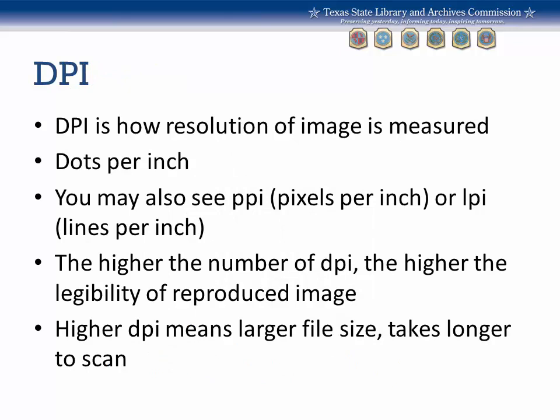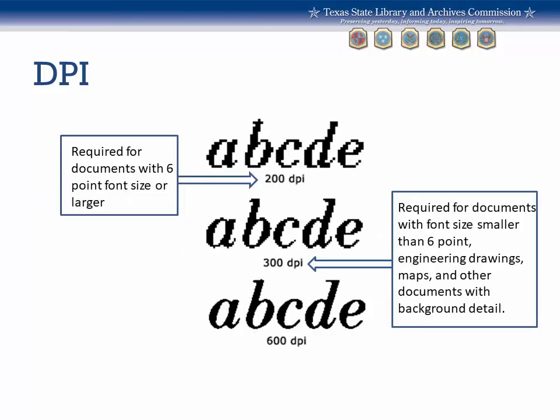Another important consideration is DPI, and that's the technical measurement for the resolution of an image. It stands for dots per inch, but sometimes you might see PPI for pixels per inch or LPI for lines per inch. Basically, the higher the number, the higher the legibility and resolution of the reproduced image. However, scanning at a higher DPI does take longer, and it also means that the resulting files can be large and will take up a lot of space on your server.